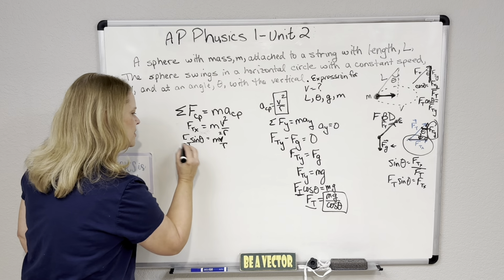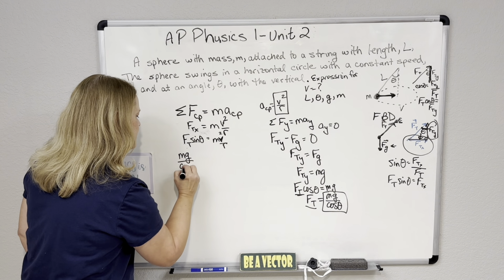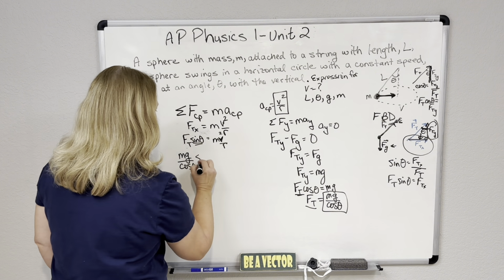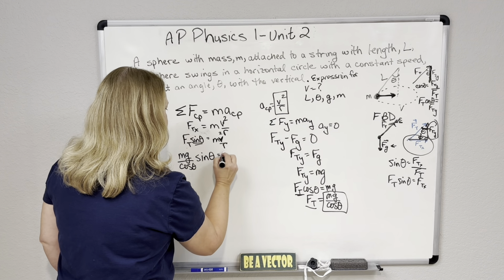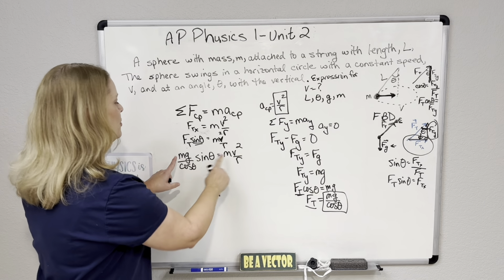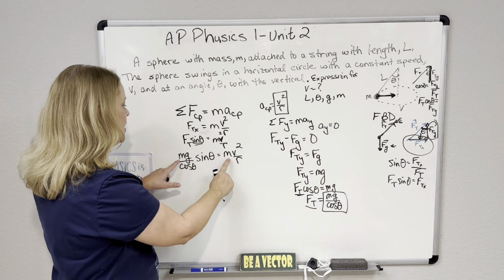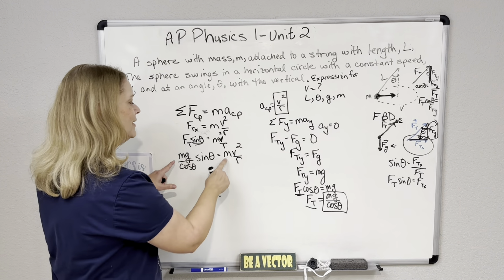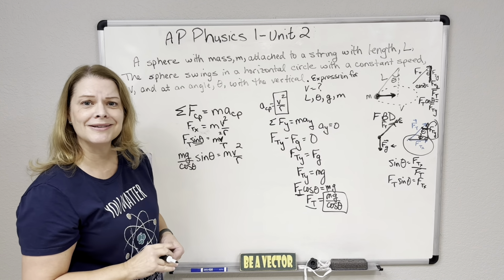Ft, that force of tension, is mg over cosine theta. I still have a sine theta that I'm multiplying by, and then mv squared over r. Okay, I'm looking at both sides of the equation. Mass was brought to the party. Both sides brought mass to the party.